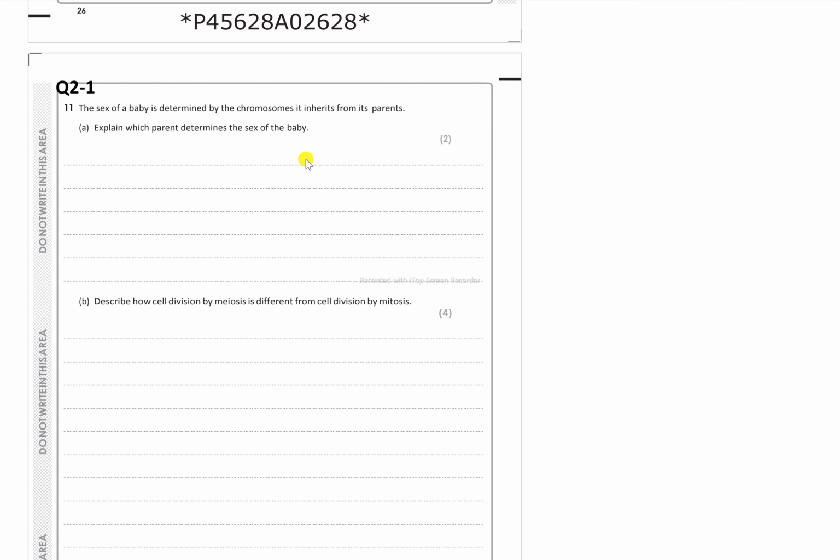They presented this question in a slightly different way last time. The sex of a baby is determined by a chromosome it inherits from its parents. Explain which parent determines the sex of the baby. So remember we said there's the egg, it's got an X sex chromosome, and there's the sperm, it's got an X or Y chromosome. So let's do it this way.